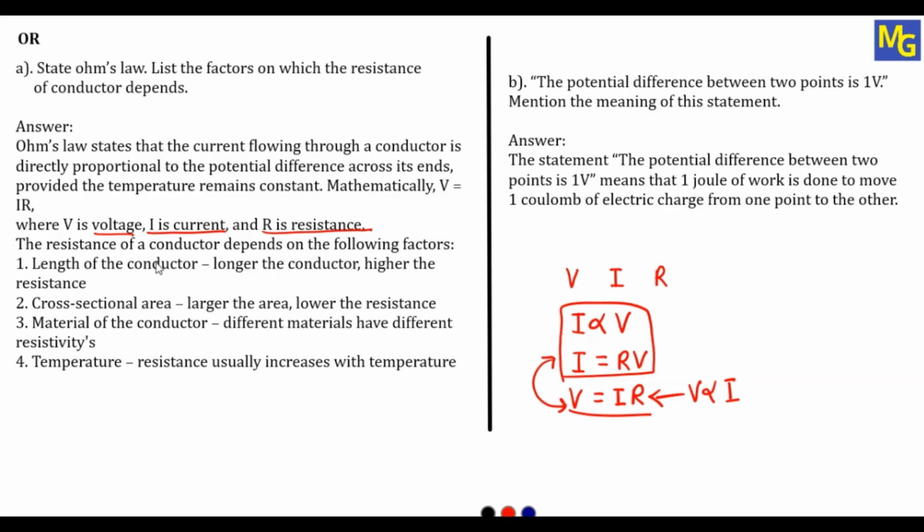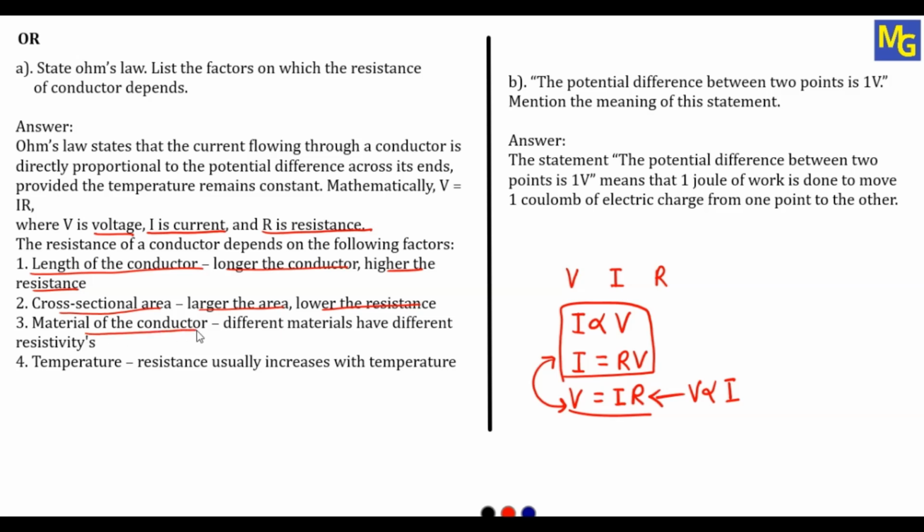So this R, the resistance of a conductor, depends on which factors, as asked in the question. It depends on the length of the conductor. Whatever conductor you are going to pass the current through, it depends on the length of that conductor. Longer the conductor, higher the resistance. Remember this. If you increase the length of the conductor, resistance also increases. Then the cross-sectional area of the conductor. Larger the area, lower the resistance.